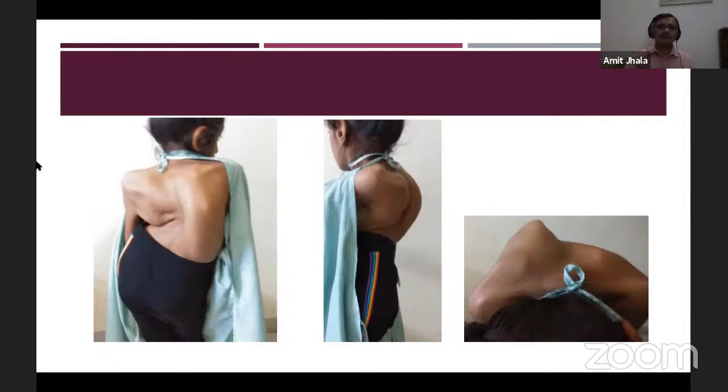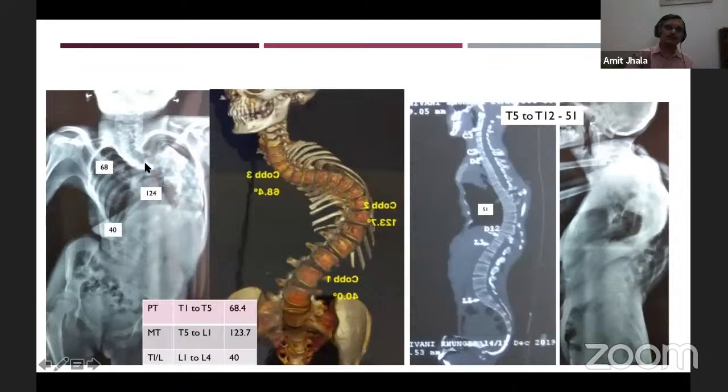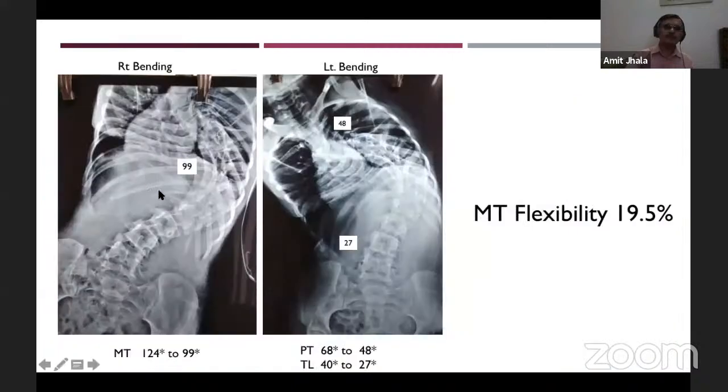And if you see this X-ray, this is what it is: 68-degree proximal thoracic, 124 degrees of the main thoracic, and the lumbar curve. And this is what I always say: I get a CT scan, because I don't exactly know where to go. So I always get a CT scan, and it was a hyperkyphotic type of deformity, a triple major neglected curve. So what we did, for flexibility, these are the bending films. From 124 it came to 99, 68 came to 48, and this is 27.